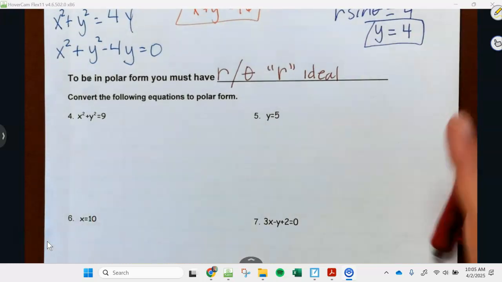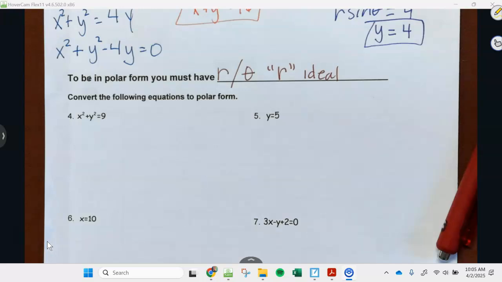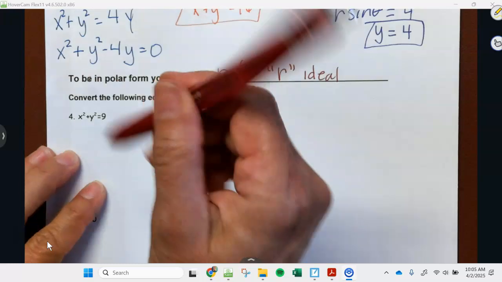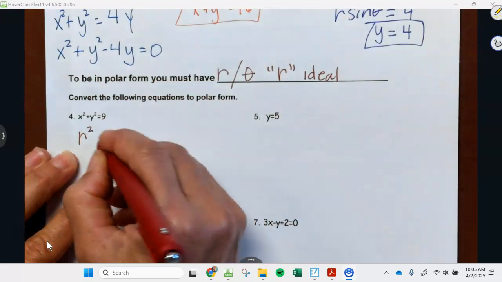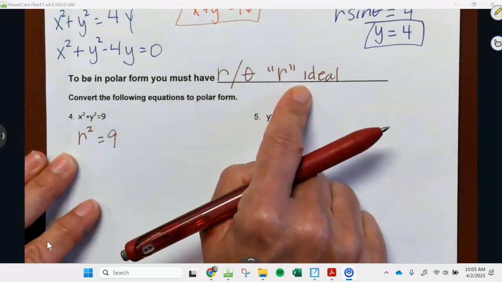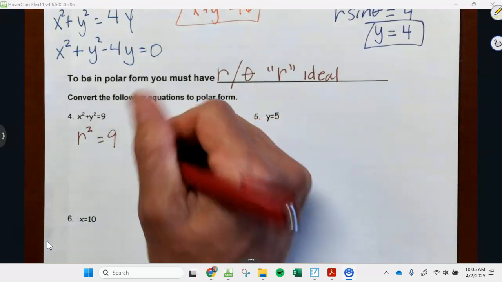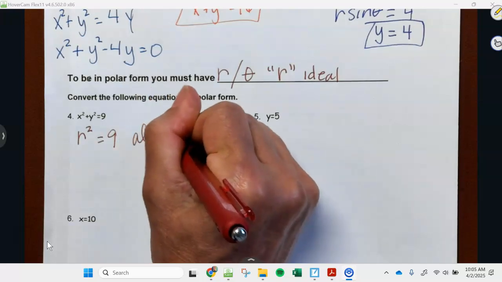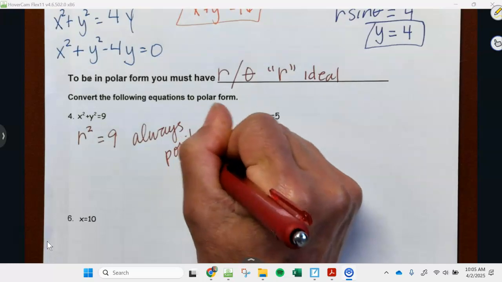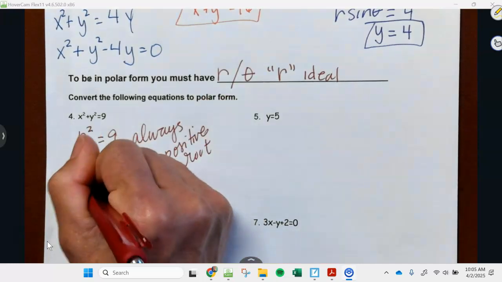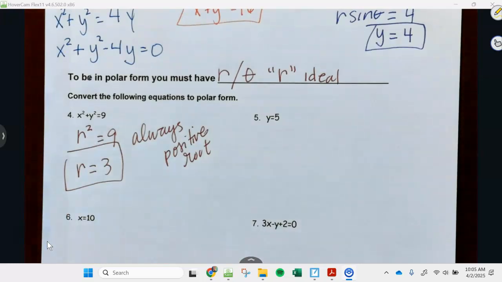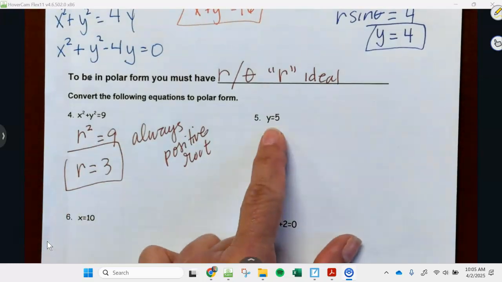Number 4. Y'all, number 4 is x squared plus y squared. That is r squared. So number 4 starts out easy for us. It's straight substitution. But look, everything's to the first power here. So we're going to root both sides, and we always want the positive root. So r equals 3. That's all we had to do for problem 4.